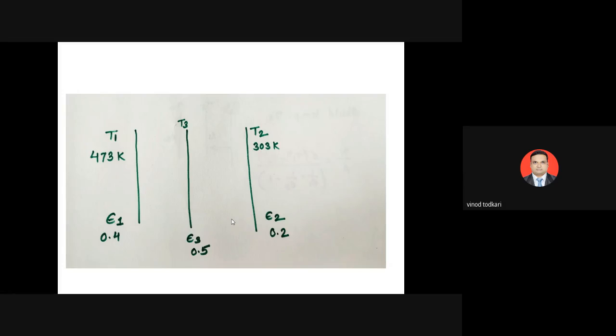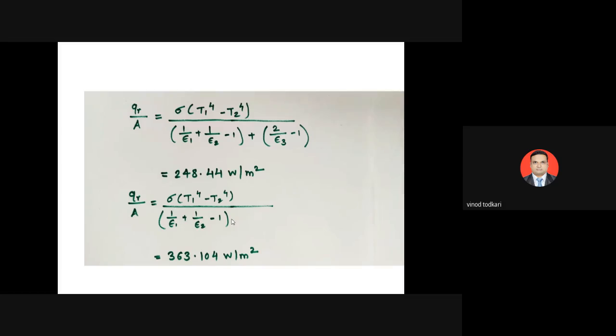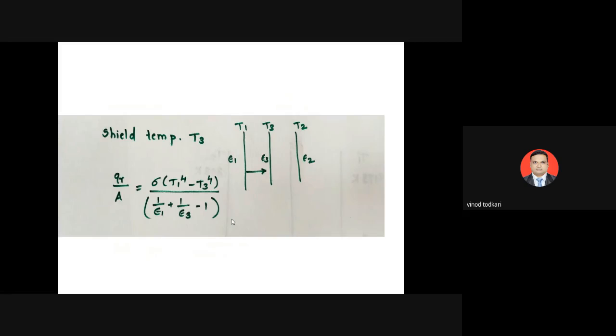So how have we calculated? We have considered two arrangements. One is without shield and one is with shield. Now without shield, we know the formula, right? And we also know the formula with shield. So simply we have calculated the heat flux without shield and the heat flux with shield, right? And how have we calculated the percentage reduction? Percentage reduction is (Q without heat shield minus Q with heat shield) divided by Q without heat shield. Using this, we have calculated the percentage reduction.